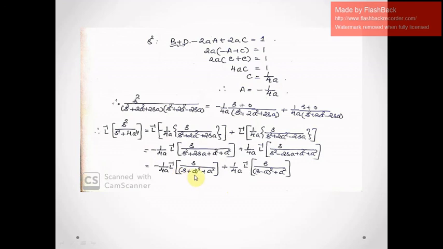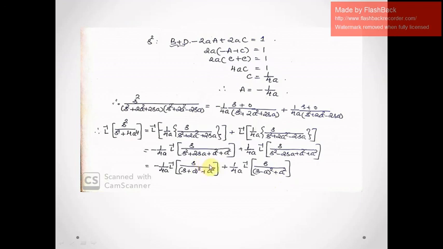S has a shifting in the denominator. This is s by s square plus a square. If there is a shifting in the denominator, numerator also should have the same shifting. S plus a is here, so this should be s plus a. S minus a is here, this also should become s minus a.